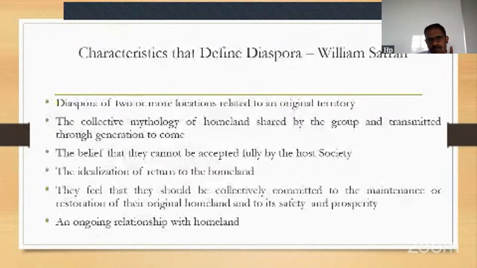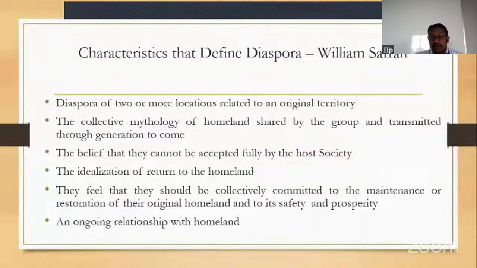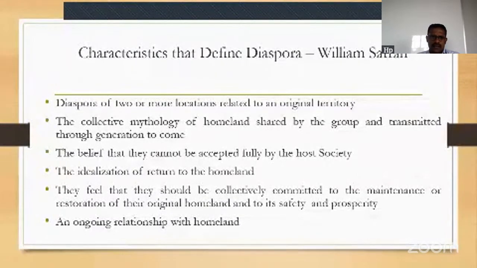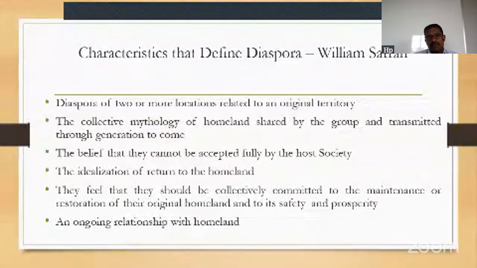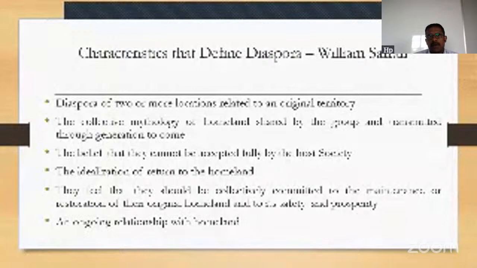Okay, what are the characteristics that define diaspora? We have seen the definition, we have seen the types. What are the characteristics? First, a diaspora involves two or more locations related to an original territory, the places people come from and go to.